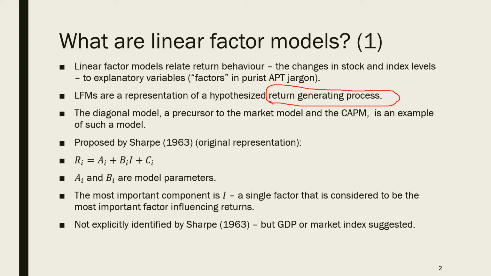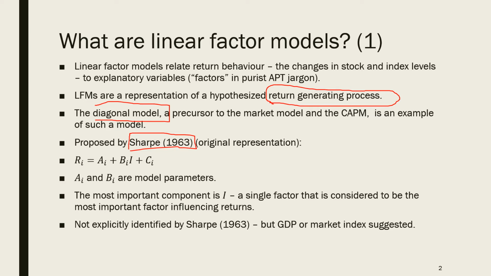So this is what factor models do. They allow us to arrive at a representation of this process that is driving stock prices. The first such representation is a so-called diagonal model. This was proposed by Sharpe in 1963, and it is considered to be a precursor to the so-called market model and also the capital asset pricing model, which is an asset pricing model which relates returns to a measure of risk. So what does the original representation of such a model look like?